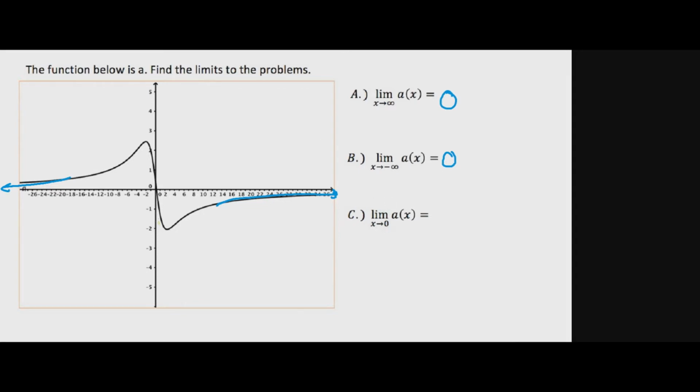Well, 0 is right here. As it approaches 0 from the left, it's also approaching the y value 0. And from the right, it's also approaching the y value 0. So we can conclude that that's the answer for those problems right there. It's just 2 problems.